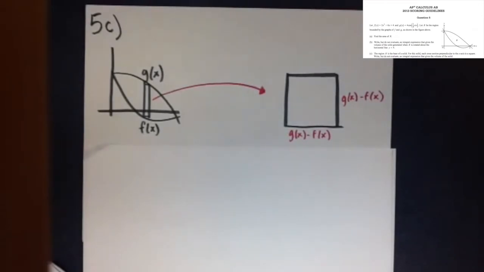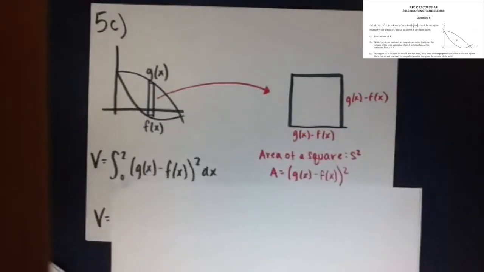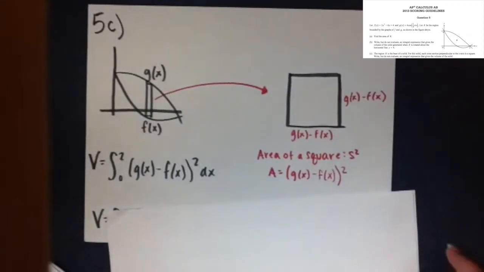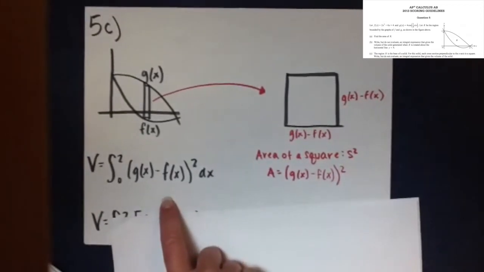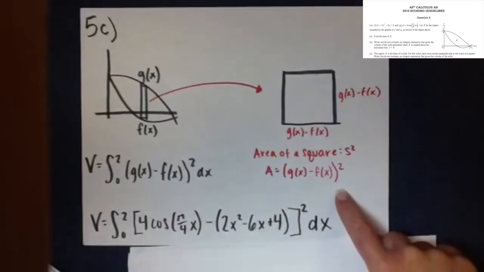The region R is the base of a solid. For this solid, each cross-section perpendicular to the x-axis is a square, shown here. Write but do not evaluate an integral expression that gives the volume of the solid. So for the area of a square, you do side squared, and for this equation, you have g of x minus f of x, and you plug that into the volume equation, and with your equations you get the integral from 0 to 2 of 4 cosine pi over 4x minus 2x squared minus 6x plus 4, all squared, dx.